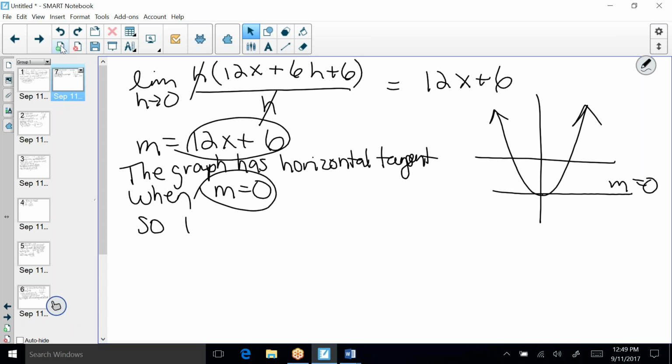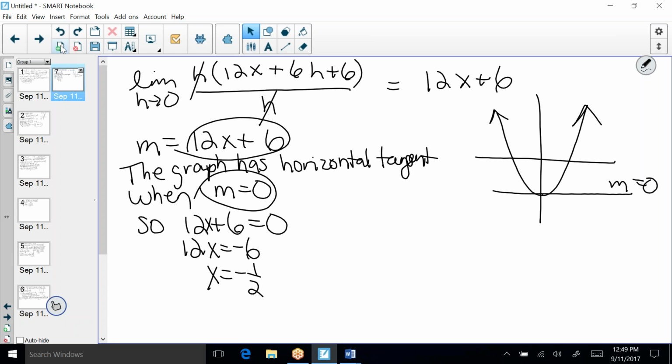So we're going to say 12x plus 6 is equal to 0. We're not just arbitrarily setting it equal to 0. It's because that's what the slope of a horizontal tangent is. Oh, missed the x in there. All right, so let's solve this equation for x. So 12x is equal to negative 6, and x is equal to negative 1/2.